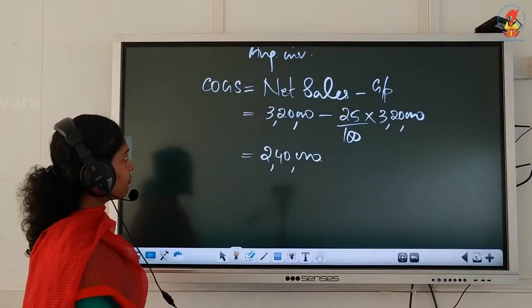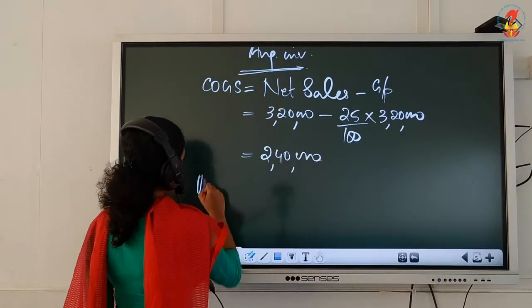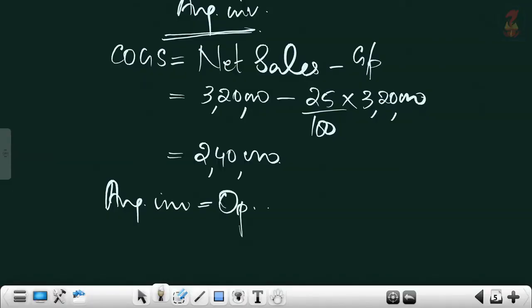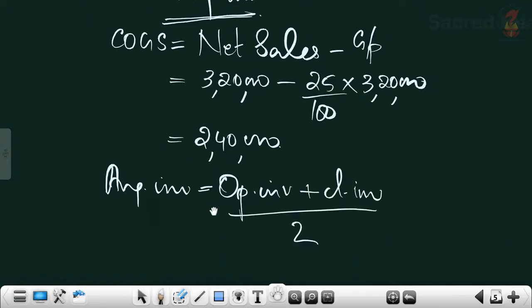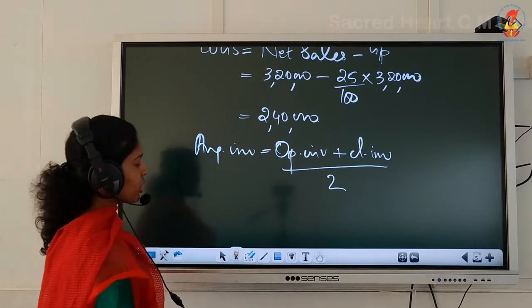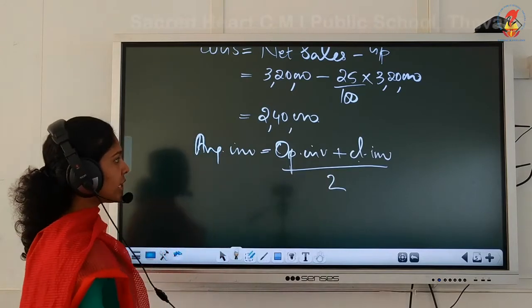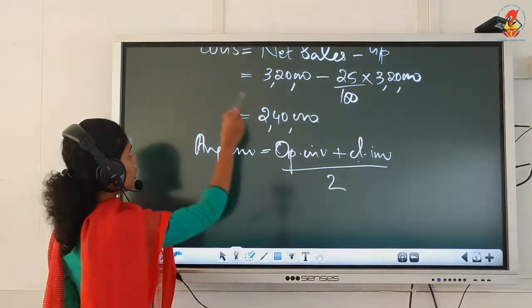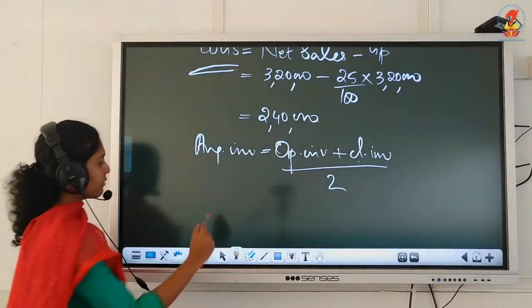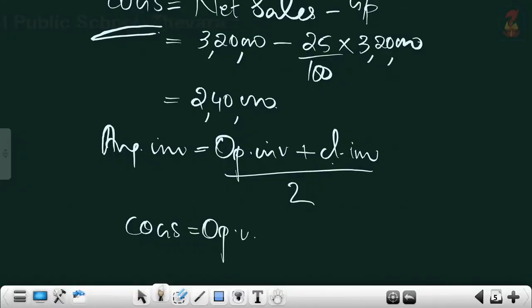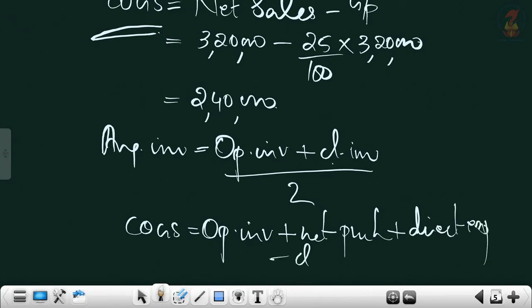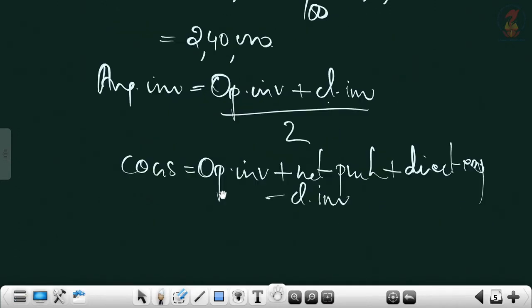What else do we need? We have to get the average inventory. The average inventory formula is opening inventory plus closing inventory divided by 2. And here also, like in your previous illustration, opening inventory is given whereas closing inventory is not given. So you have to get the closing inventory. Which formula will you apply for that? You will have to apply the second formula of cost of goods sold: opening inventory plus net purchases plus direct expenses minus closing stock or closing inventory.